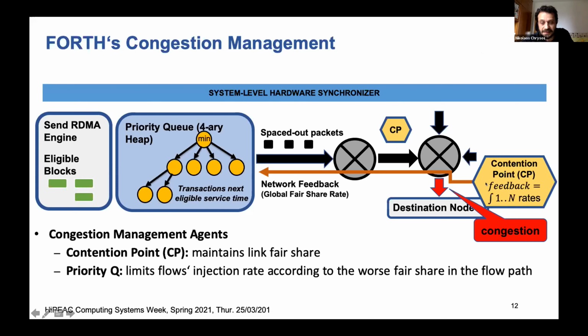This contention point can tell what the fair share of the flow is inside this link. It's slightly more complicated than that, but I will skip that. At the sources, we also have a priority queue, which is capable of spacing out packets according to this fair share. When we have an RDMA transfer, the source is notified about the worst-case fair share along its path. Here your fair share might be 10 gigabits per second, here 5 gigabits per second, but here it can be 2 gigabits per second. So the source will be notified that its fair share is 2 gigabits per second, and this priority queue, which is a hardware structure, can space out packets according to the fair share of this flow.